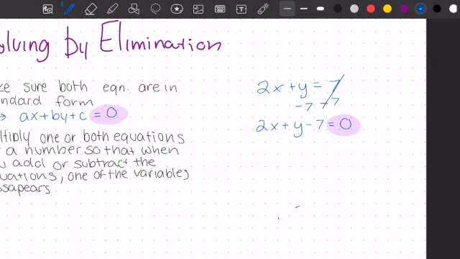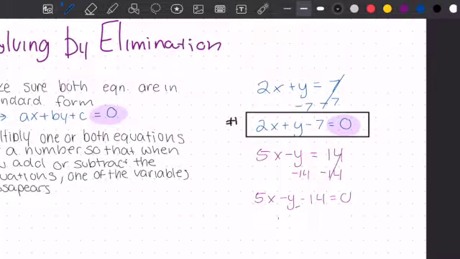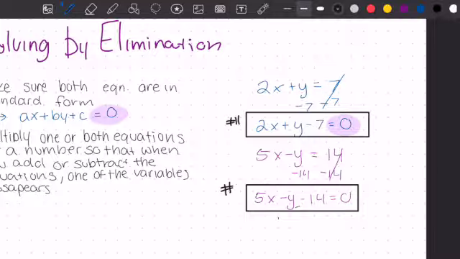So this is one of the equations I'm going to use. The other equation I'm going to use, I'm going to write out in purple here: 5x minus y equals 14. I'm going to minus 14 from both sides, and then I'm left with 5x minus y minus 14 equals 0. This is my equation 1. And this is my equation number 2. Okay, that's step 1 when we solve by elimination. Get them into standard form.